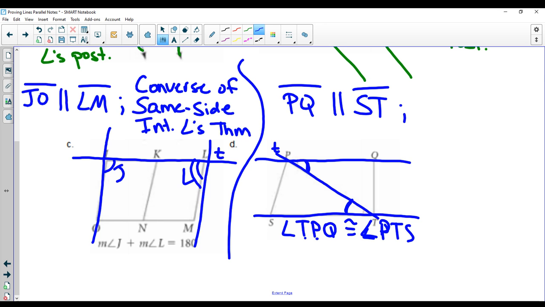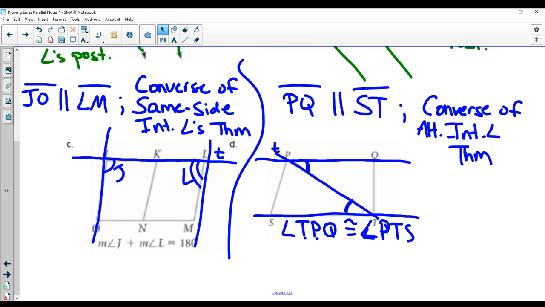What's my justification for saying that segment PQ is parallel to segment ST? Converse of the alternate interior angle theorem. And yes, again, I realize that is a lot to write out. But that justification, you have to tell me everything. I need to know the converse part, and I need to know which angle relationship theorem you're talking about. All right?